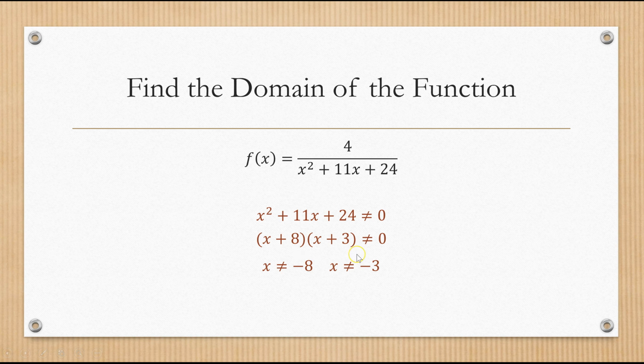So those are the 2 values that are eliminated from my domain. Any other value of x is perfectly fine, except for negative 8 and negative 3. And again, you can check those, plug them in here, and confirm those will make my denominator 0, which is why they are kicked out of my domain.